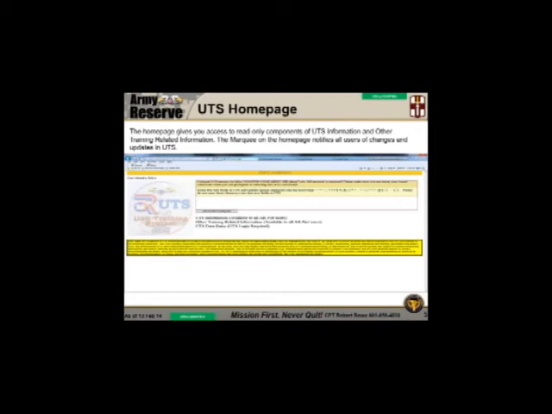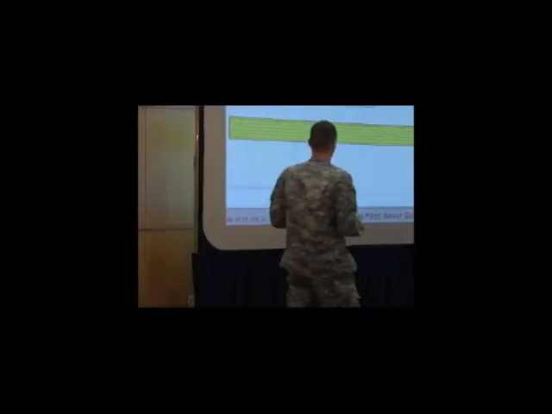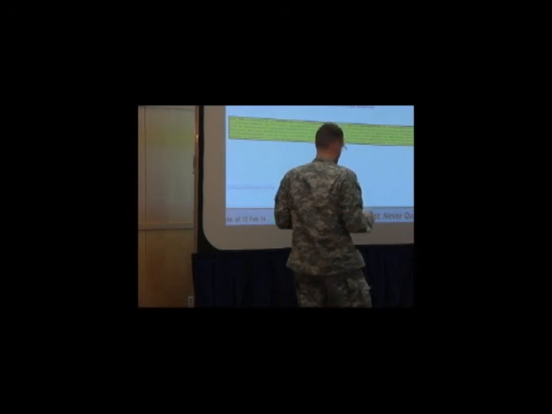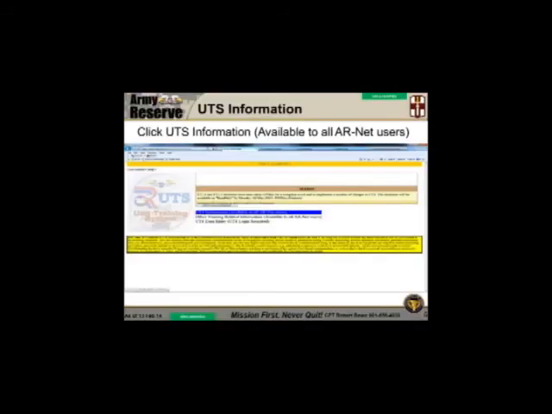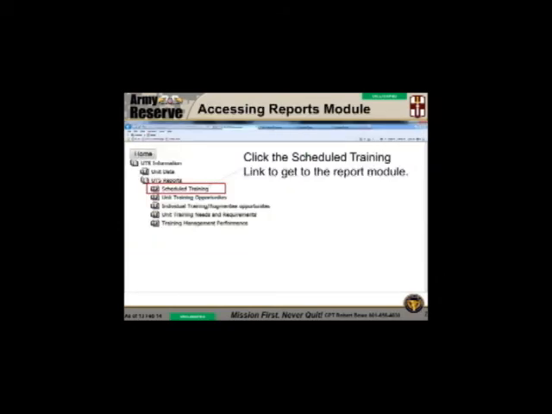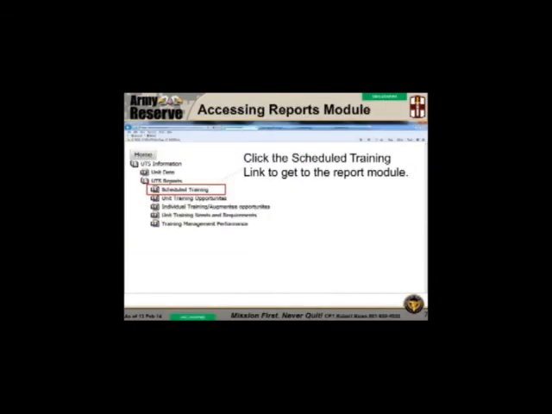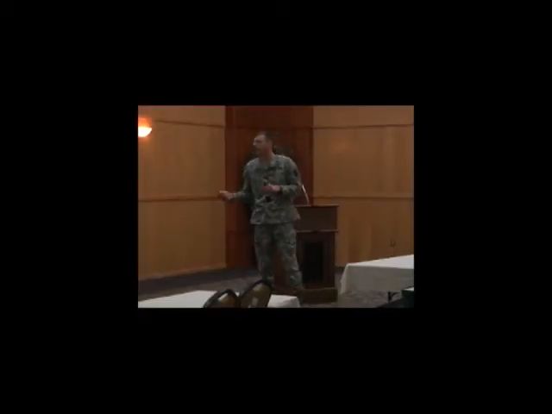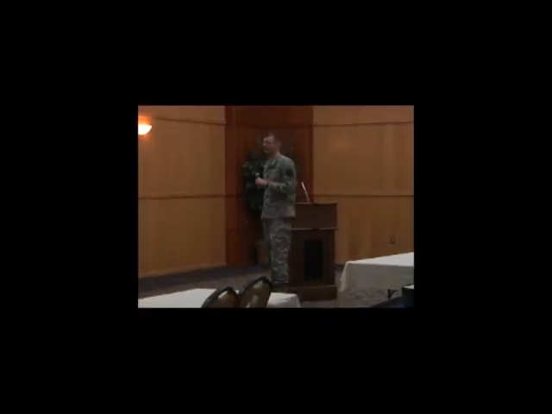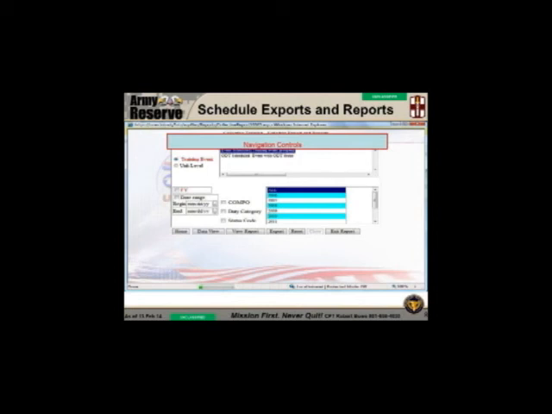For the purposes of what we're going to be doing, you're going to want to click right here. That'll take you to this page. You're going to want to look at scheduled training. The report that's going to be most valuable for you most of the time is the scheduled training report. That's going to show your units and what they're supposed to be doing. You'll click there, and it's going to take you to this page. You'll choose your training level and your fiscal year.